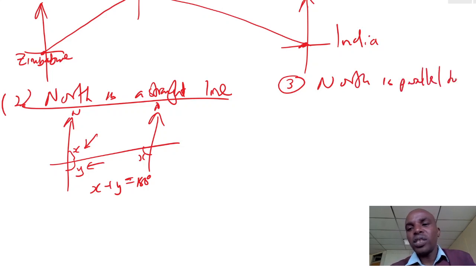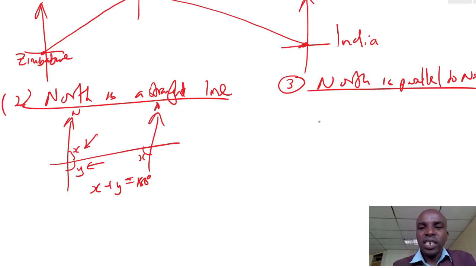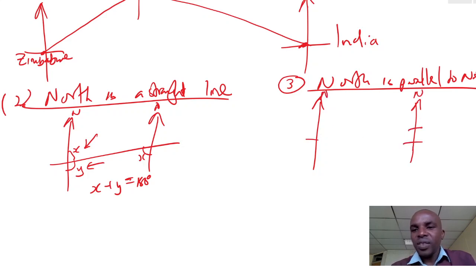North is parallel to north, which means a north line is always parallel to another north line. In this case, if they are parallel to each other, you can apply the z angles, alternate angles, adjacent angles, even interior angles. Like if this angle is x, this one is y.